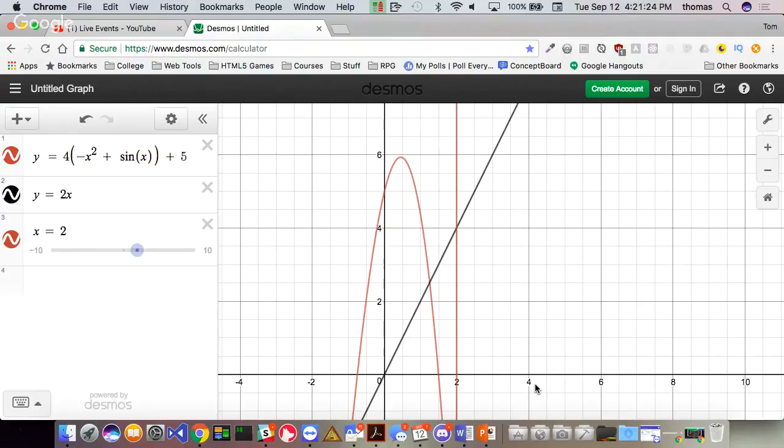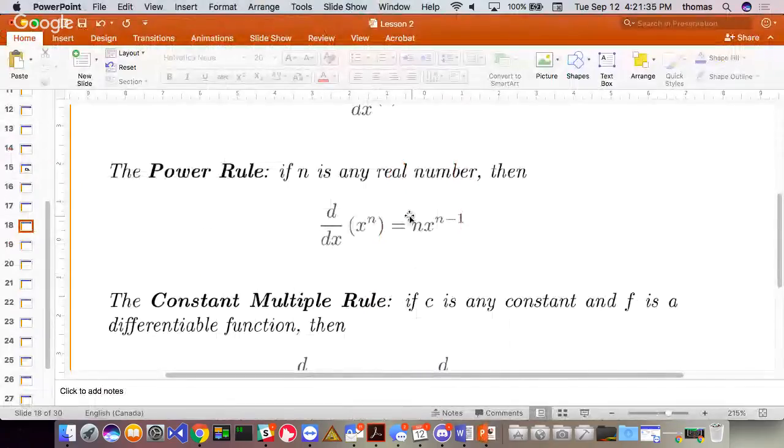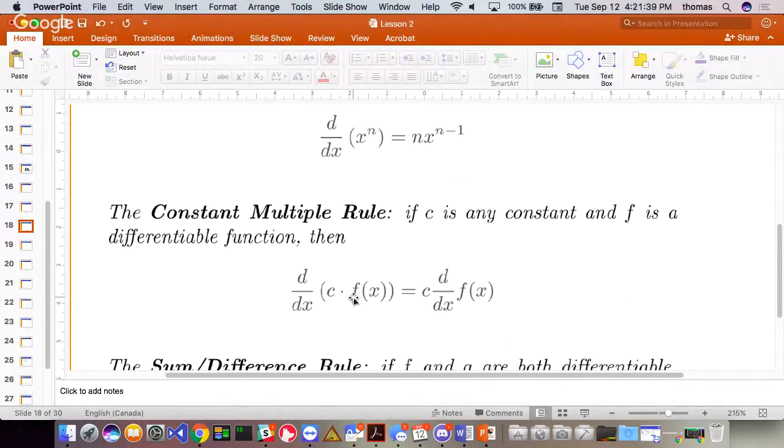So I want to find the instantaneous velocity of this. What's the derivative of this function? How do I figure this out? Well, you break it up. And I'm going to show you this down here. So the power rule is the first thing we learn, right? Constant multiplying rule is the second one, right? So the constant multiple rule, we take the constant out.